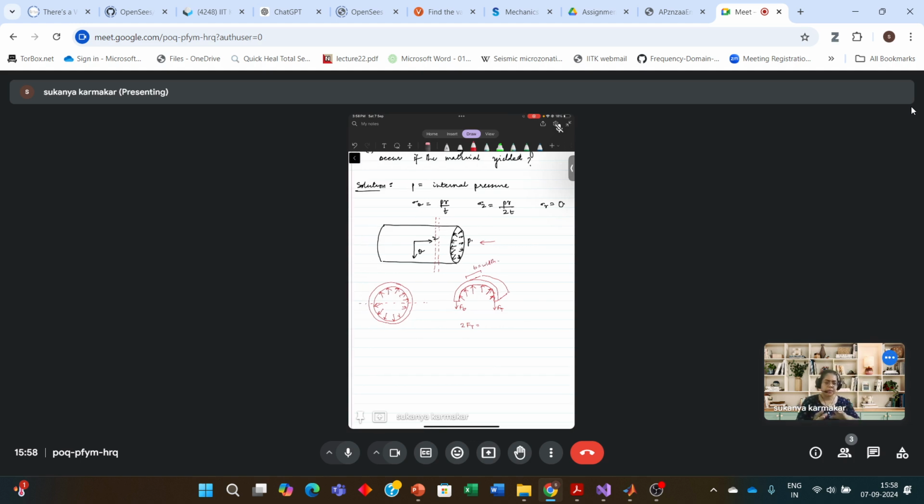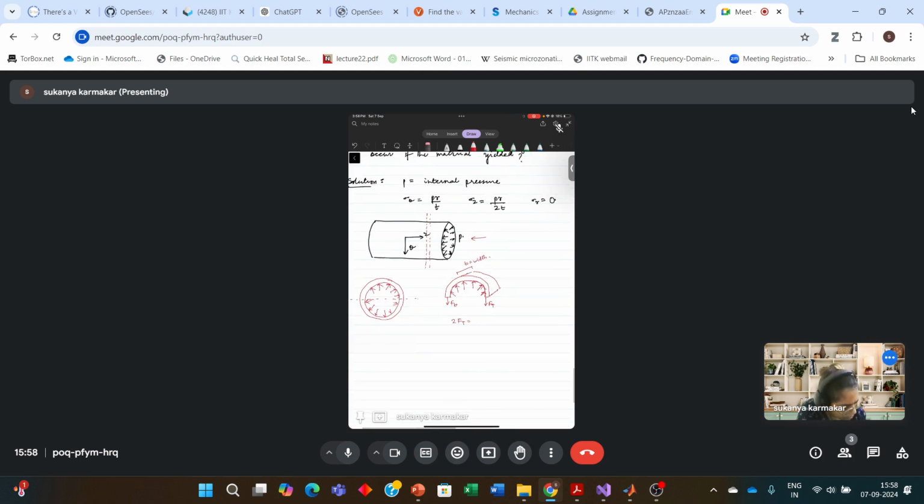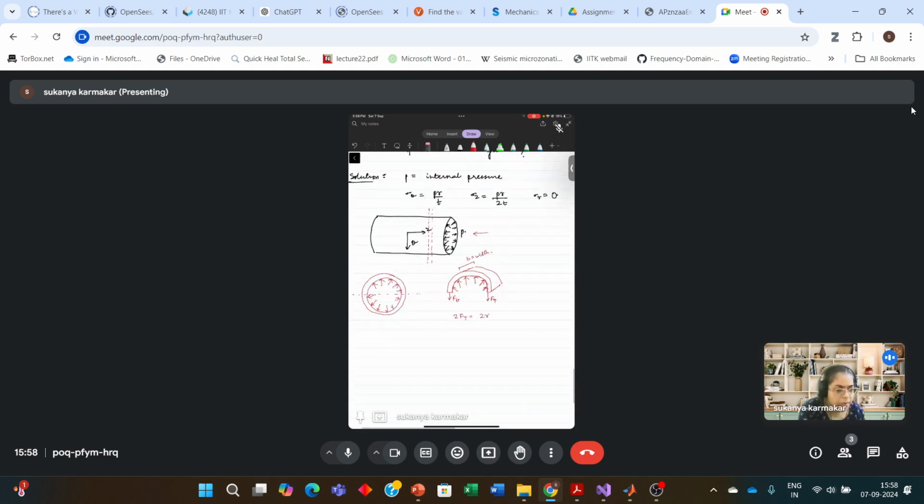Basically, I'm trying to explain what this sigma theta and sigma z are, so that you will be able to appreciate this. 2r into b is the area of the projected plane, multiplied by p, the pressure. Projected in the sense of the projected area over which this pressure p is acting. So Ft is equal to prb.